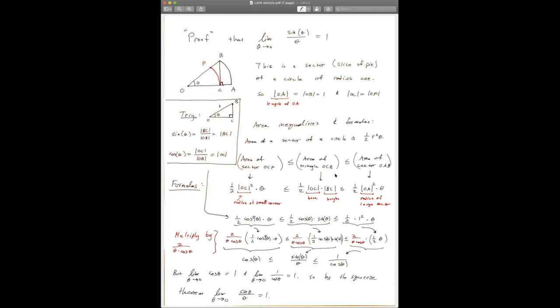Now, I usually think about this in the context of a circle. What's the angle of an entire circle in radians? If we go all the way around, how many radians is that? It's 2 pi. 2 pi radians. So the whole circle is 2 pi.